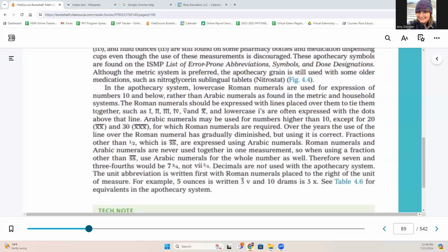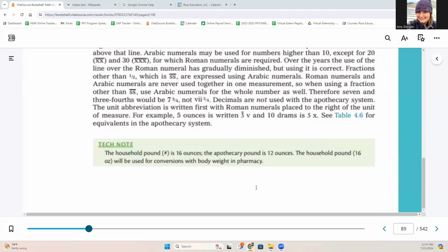Fractions other than 1/2, which is SS, are expressed using Arabic numerals. Roman numerals and Arabic numerals are never used together in one measurement, so when using a fraction other than SS, use Arabic numerals for the whole number as well. Therefore, 7 3/4 would be 7 3/4, not VII 3/4. Decimals are not used with the apothecary system. The unit abbreviation is written first with Roman numerals placed to the right of the unit of measure. So this is the only one that has the units first and then the number after.